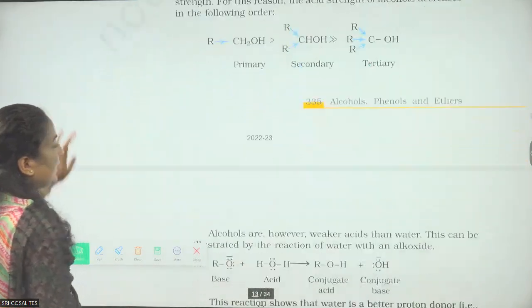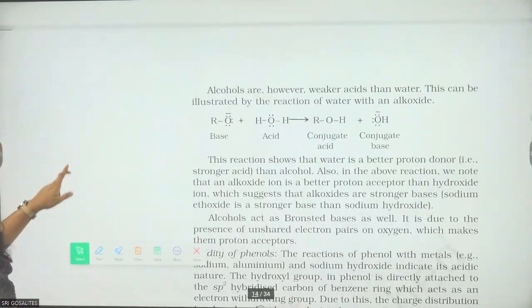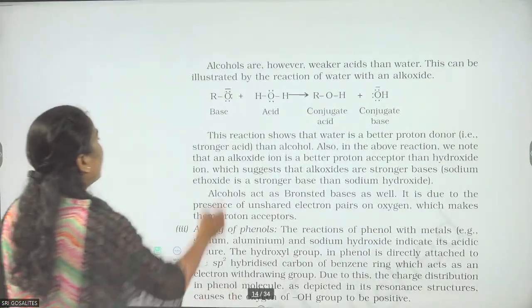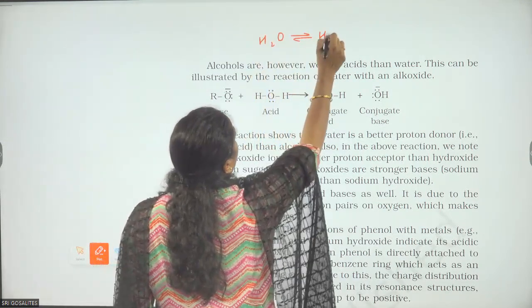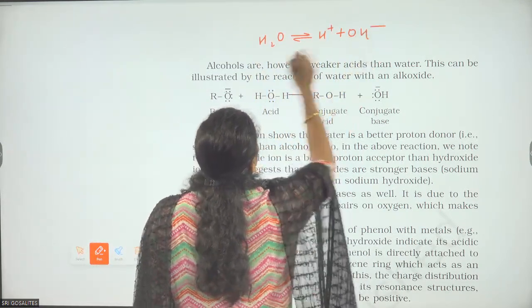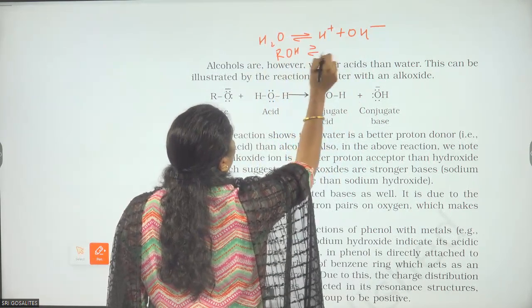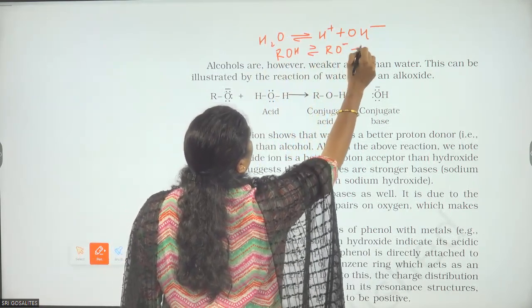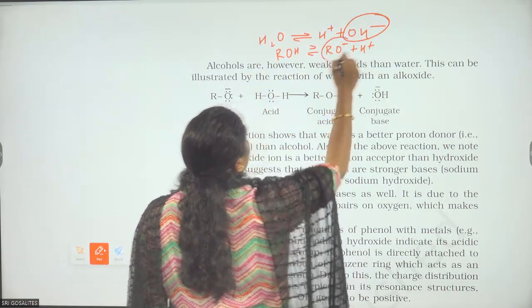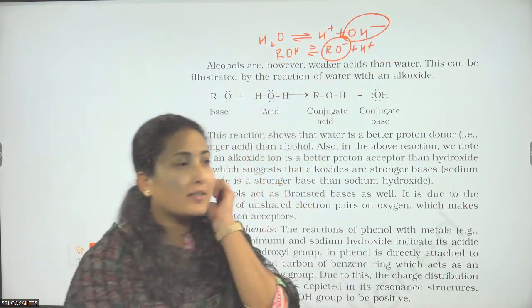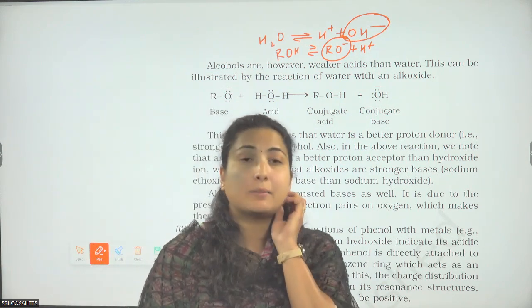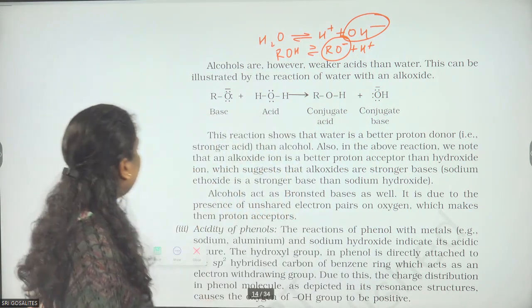Similarly, do remember that alcohols are weaker acids than water, because when it comes to water, H2O will be getting converted to H+ plus OH-. With alcohol, you are having ROH, so you'll be getting RO- plus H+. So out of these two species, which is more stable? OH-, no, because in RO-, R is there applying its +I effect and destabilizing the conjugate base. Okay.